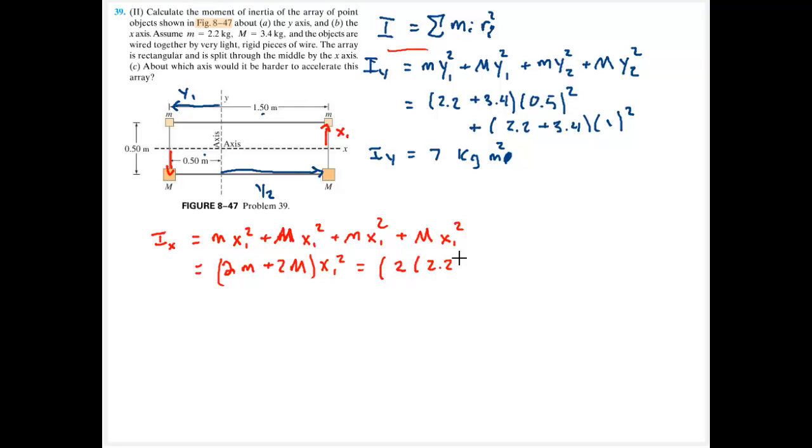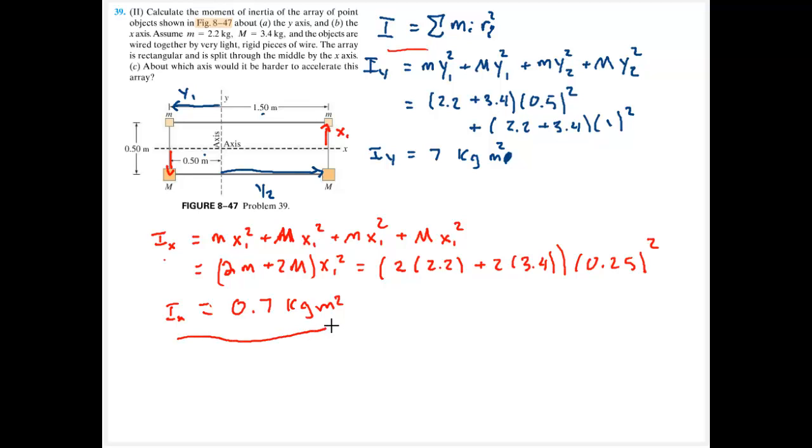And then 2 times 2.2 kilograms plus 2 times 3.4 kilograms, all that multiplied by 0.25. Don't forget to square it. I can see that the moment of inertia is going to be 0.7 kilograms meters squared for the x-axis. What this says is this guy is a heck of a lot easier to rotate about the x-axis than the y-axis. It's actually about 10 times easier. The reason for that is because the mass is fairly far away from the y-axis, giving it a very large rotational mass, so it's much harder to rotate about the y-axis than the x.